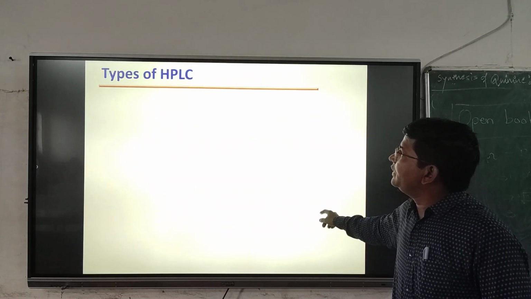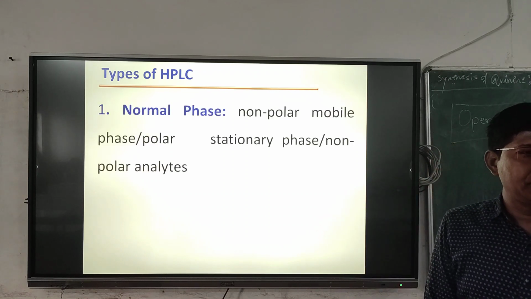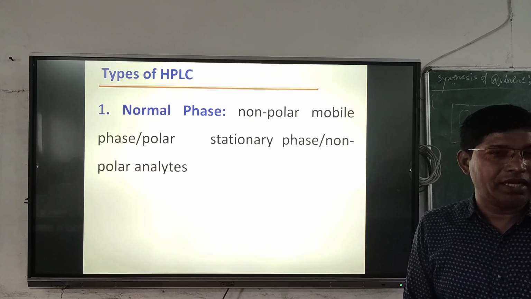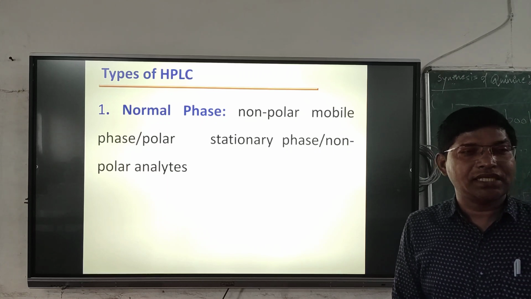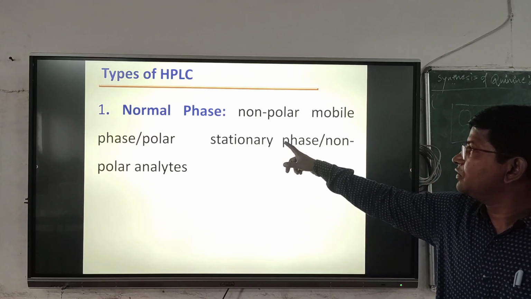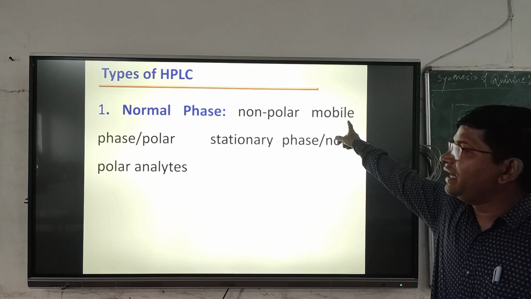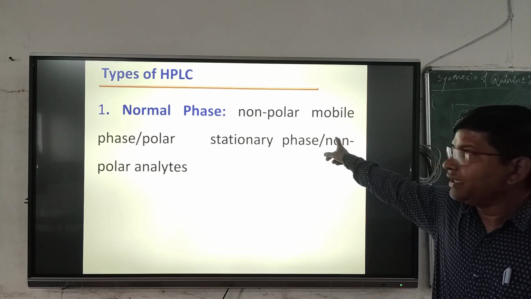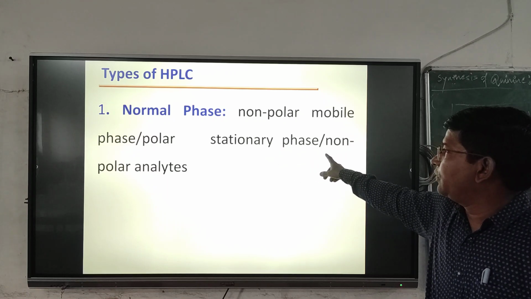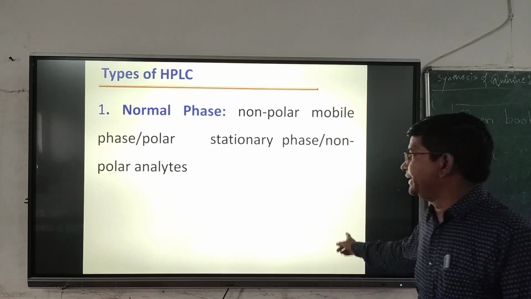Then the recorder. We have two types of HPLC. If you want to separate your compound in HPLC, generally we can separate either through normal phase chromatography. In normal phase chromatography, we must know that the mobile phase is non-polar and the stationary phase is polar, and this is good for polar analytes.